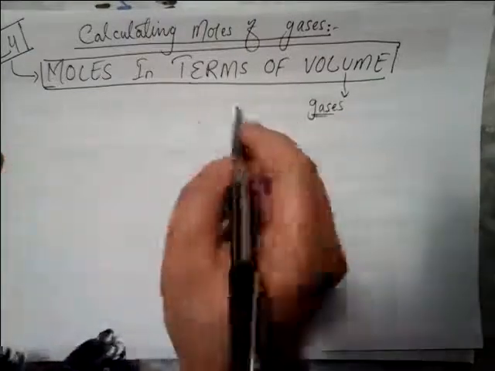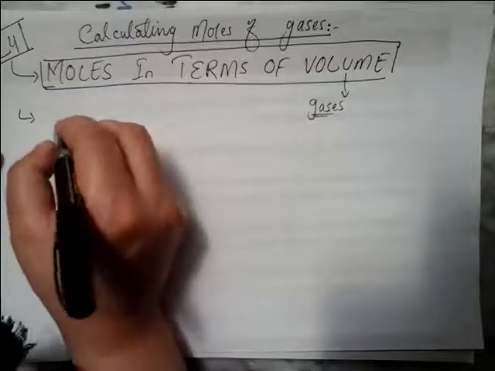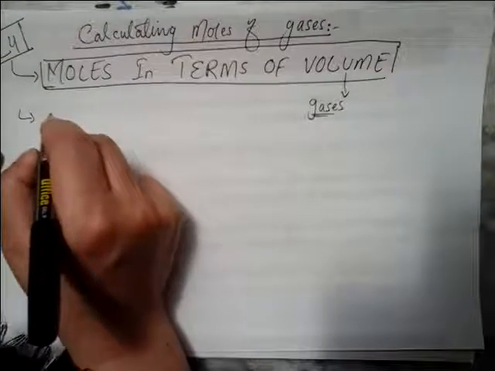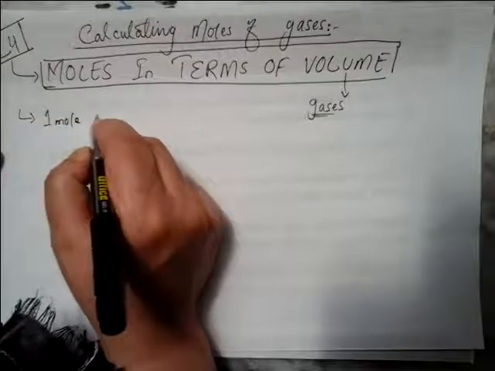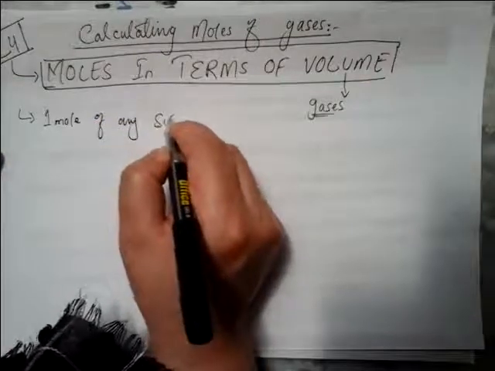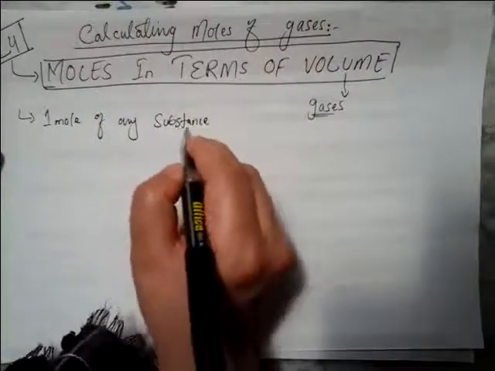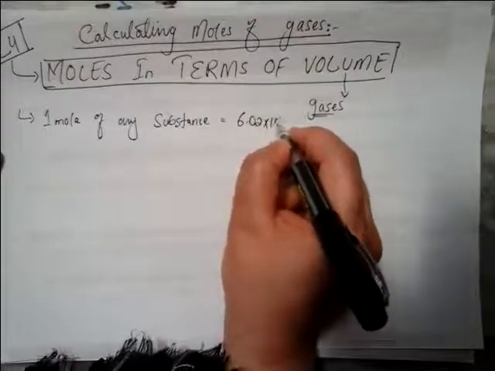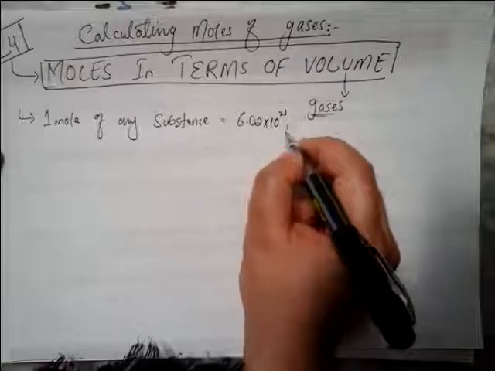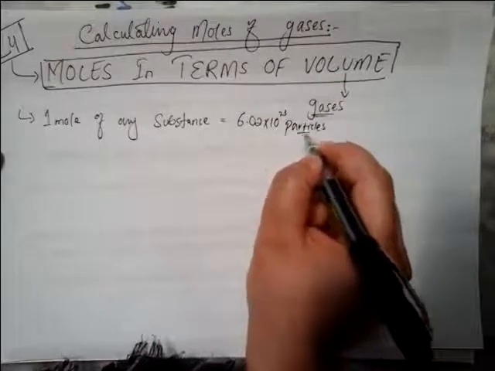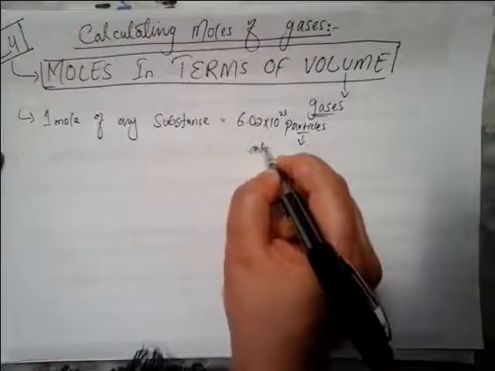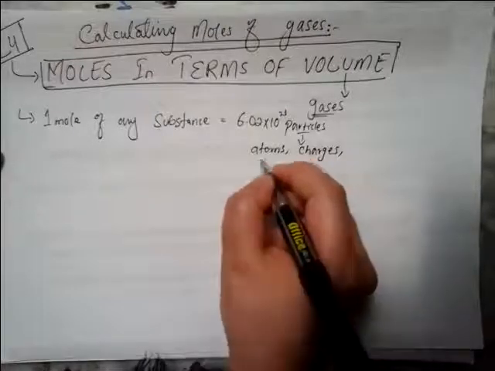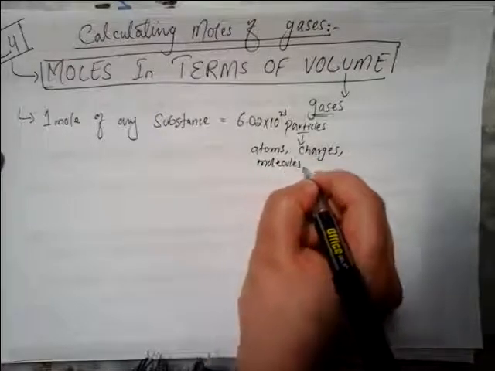So let me remind that 1 mole of any substance, that substance may be in the form of molecule, compound, ions, charge, whatever, is equal to 6.02 into 10 raised to power 23 particles. These particles may be atoms, charges, or these particles may be molecules or compounds.